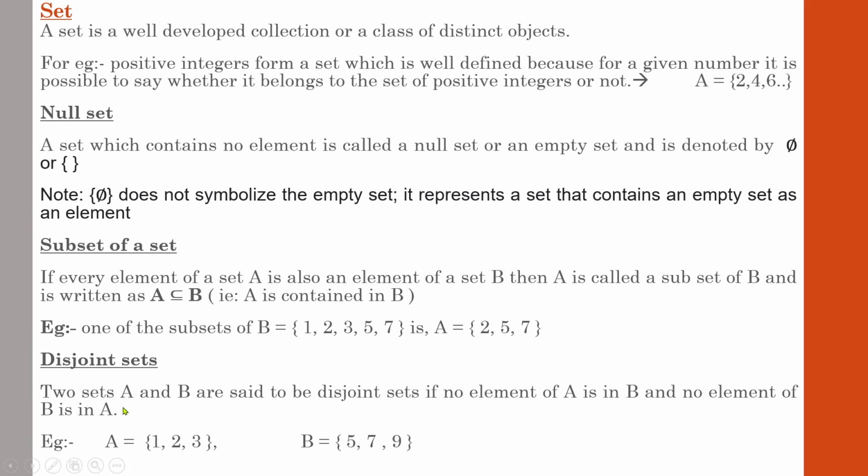For example, A includes 1, 2, 3. B includes 5, 7, 9. If you look closely, you can see that none of the numbers are equal or similar. So A is a separate set, B is another set. That means A and B are disjoint. Disjoint means different, like we say different or difference. So this is known as disjoint sets. Disjoint means they are not similar.